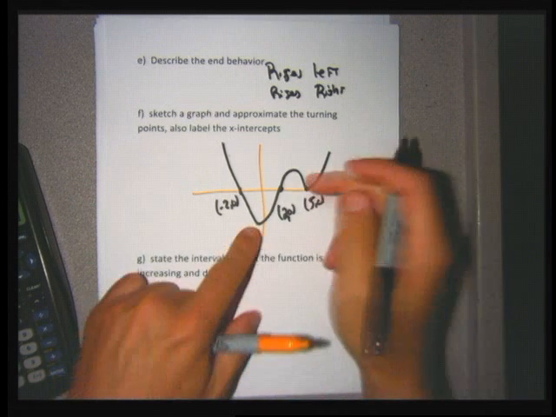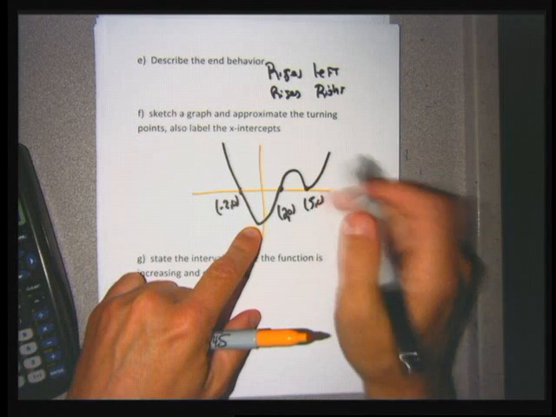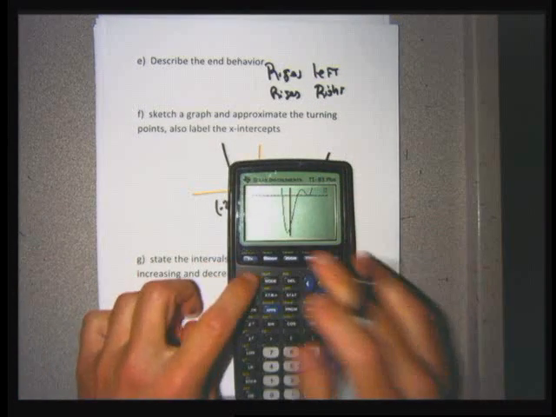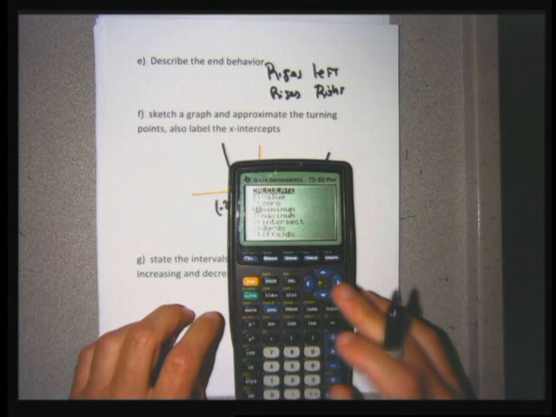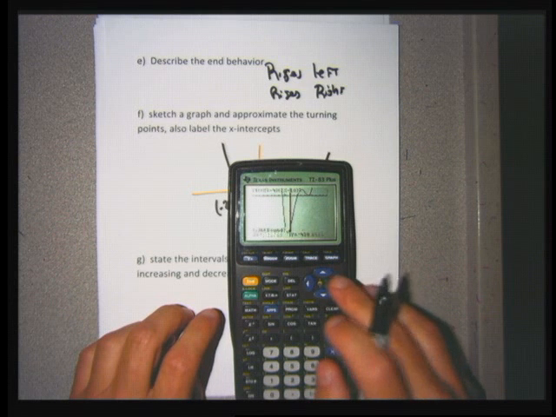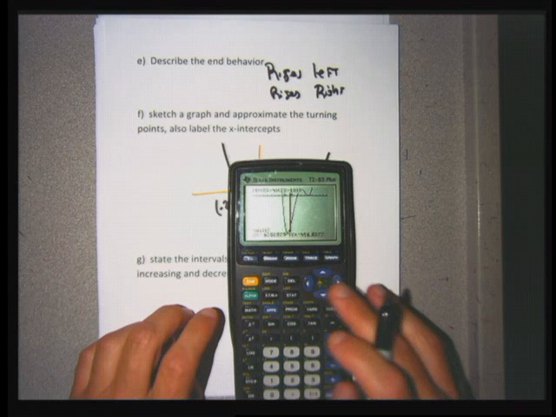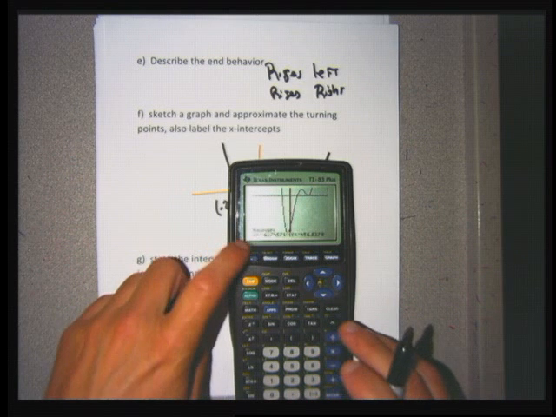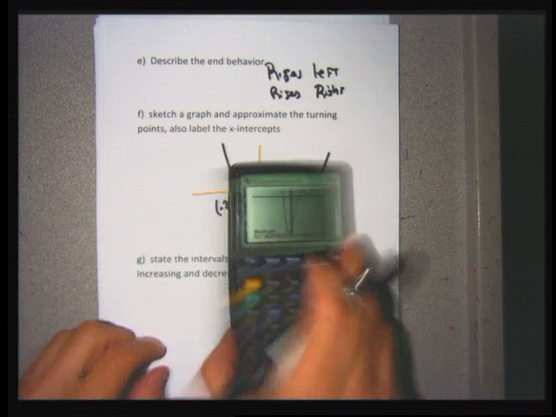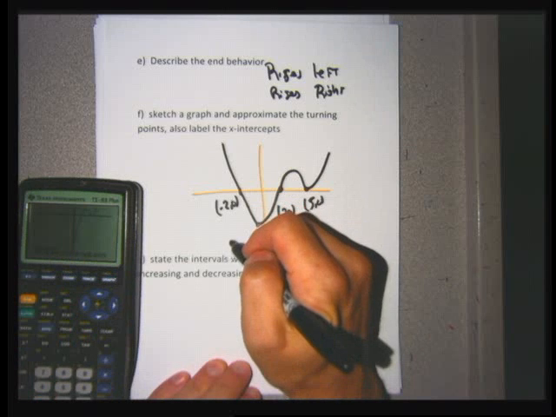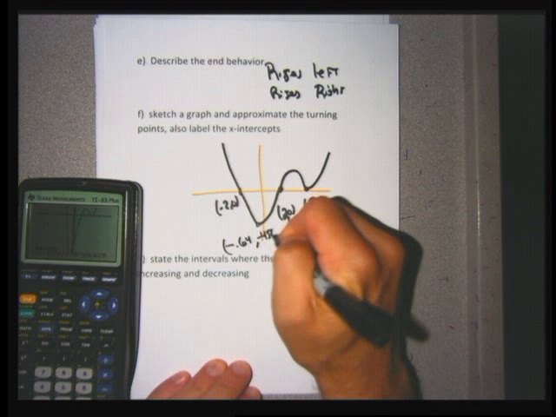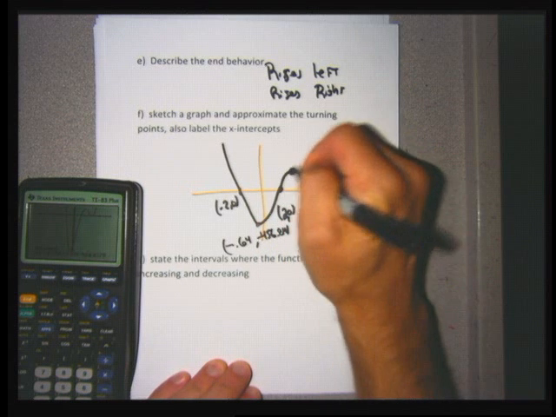Now I need these turning points. I need 1, 2, there's 3 turning points. One of them's at that 5, 0, so I don't have to find that. This turning point down here is a minimum. So I go second, calc, go down to number 3 that says minimum, trace to the left of the bottom point and hit enter, trace to the right of the bottom point and hit enter, and then as close as I can to the bottom point and hit enter. And it tells me, I'll round to 2 decimals, -0.64, -456.84. So this point right here is the point -0.64, -456.84.